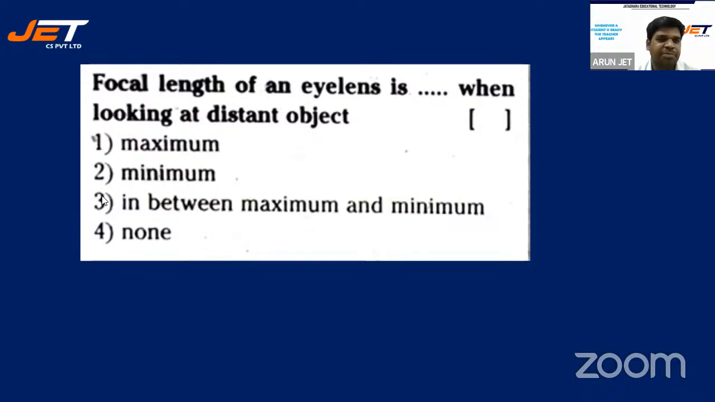Is it maximum or minimum? It has to be either of these. When looking at a distant object. Yes, one is right. Everyone is right, students, except one student who has thought it's minimum. It's not minimum. It's maximum.